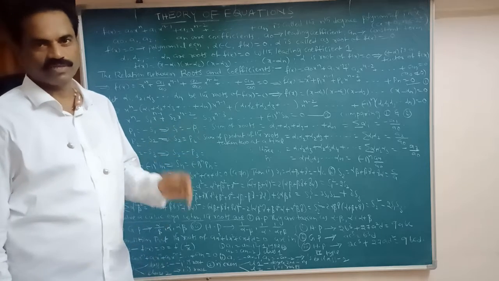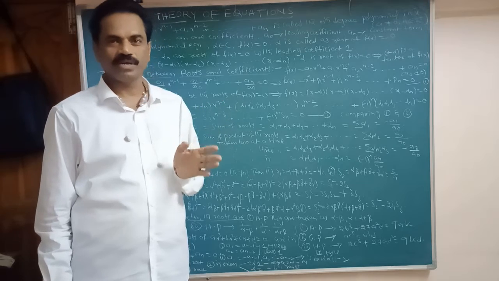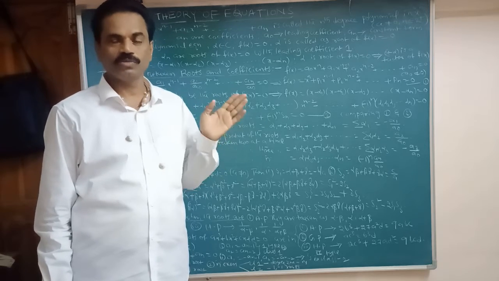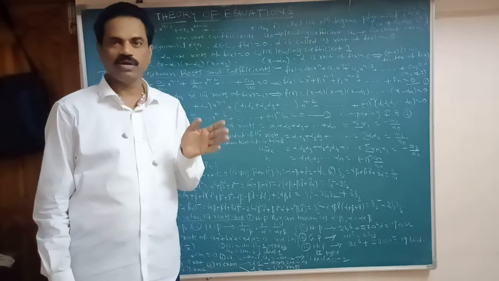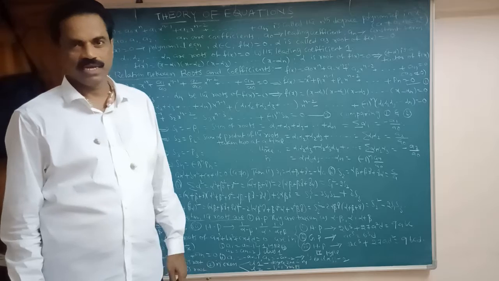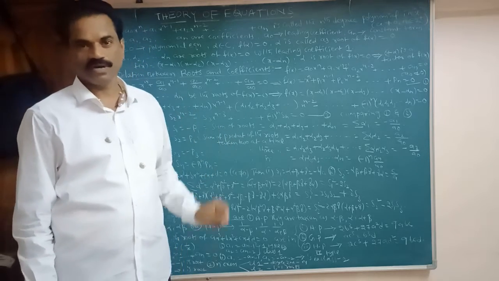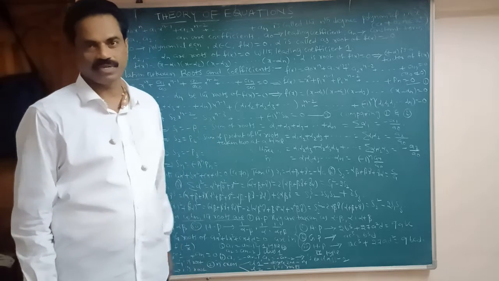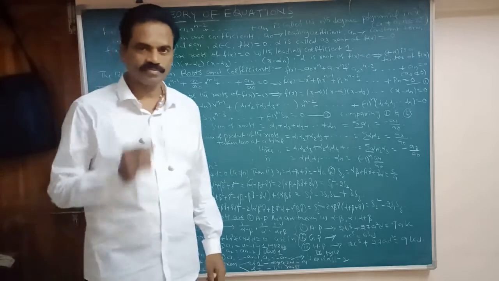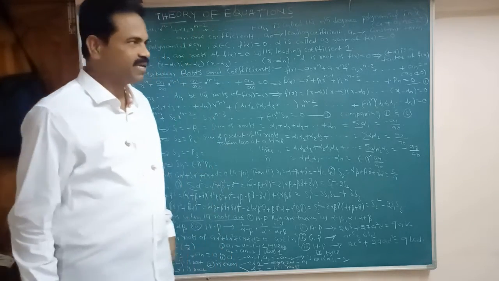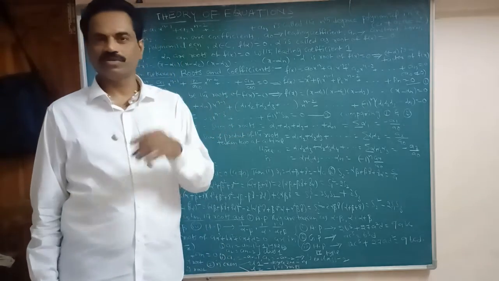A polynomial f of x equal to a naught x power n plus a1 x power n minus 1 plus a2 x power n minus 2 and so on up to an. Here a naught, a1, a2, and so on up to an are the coefficients. Here a naught is not equal to 0 because a naught is the leading coefficient, and an is the constant term.